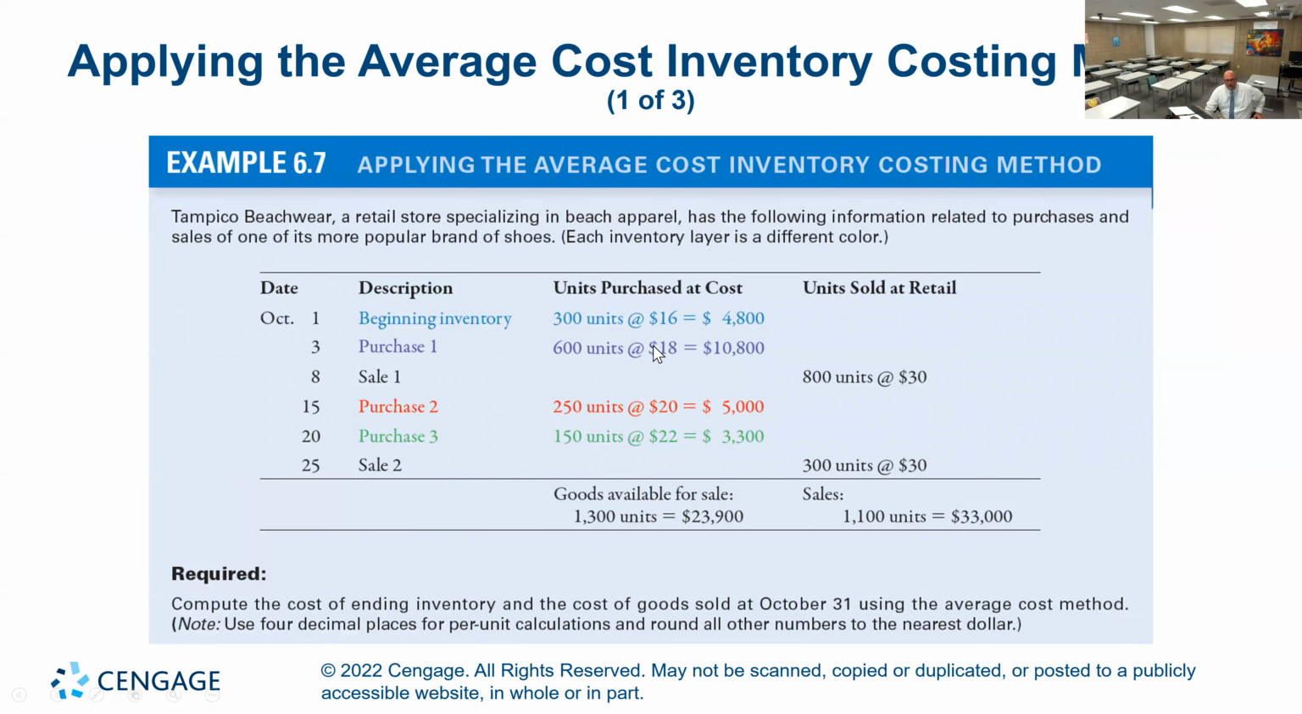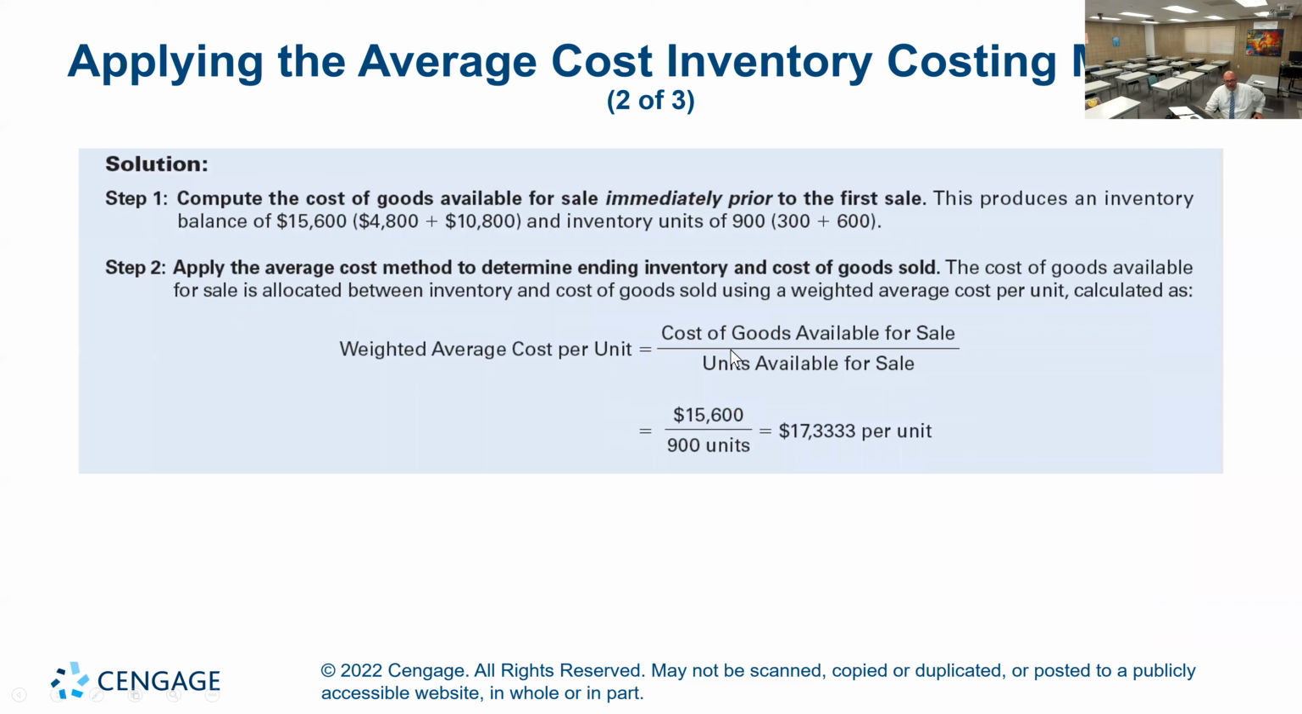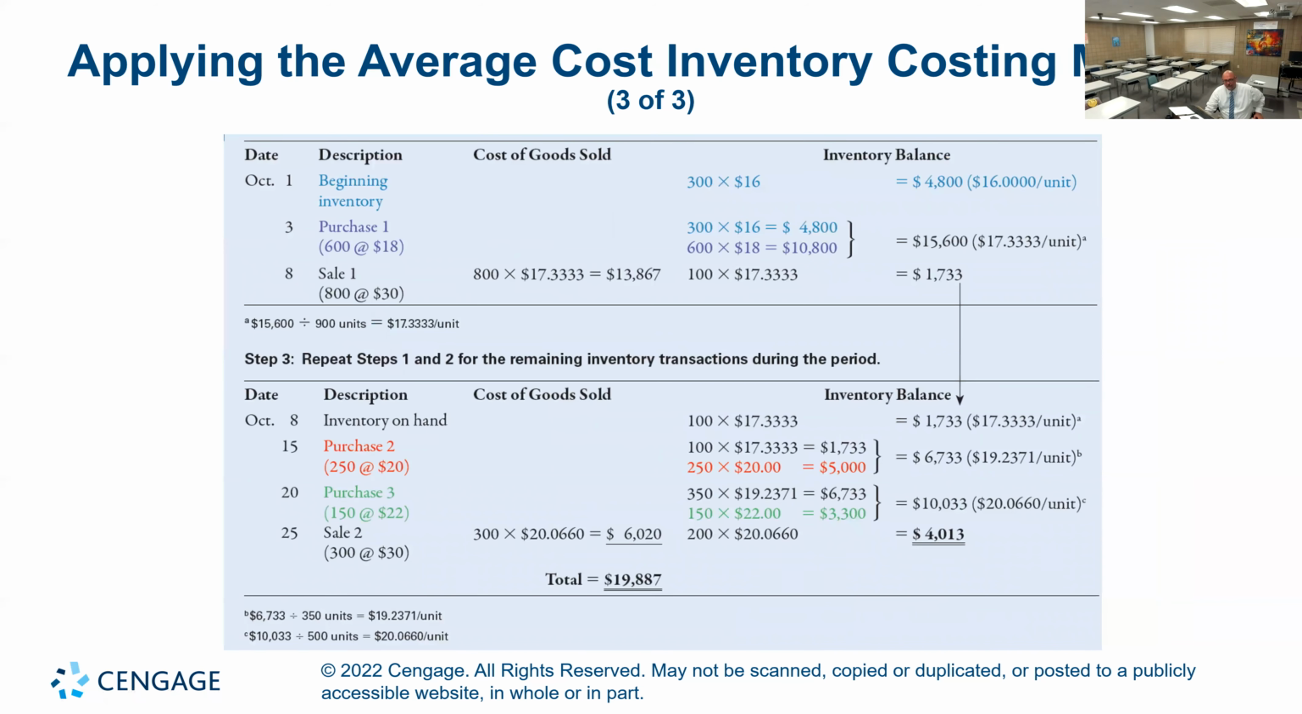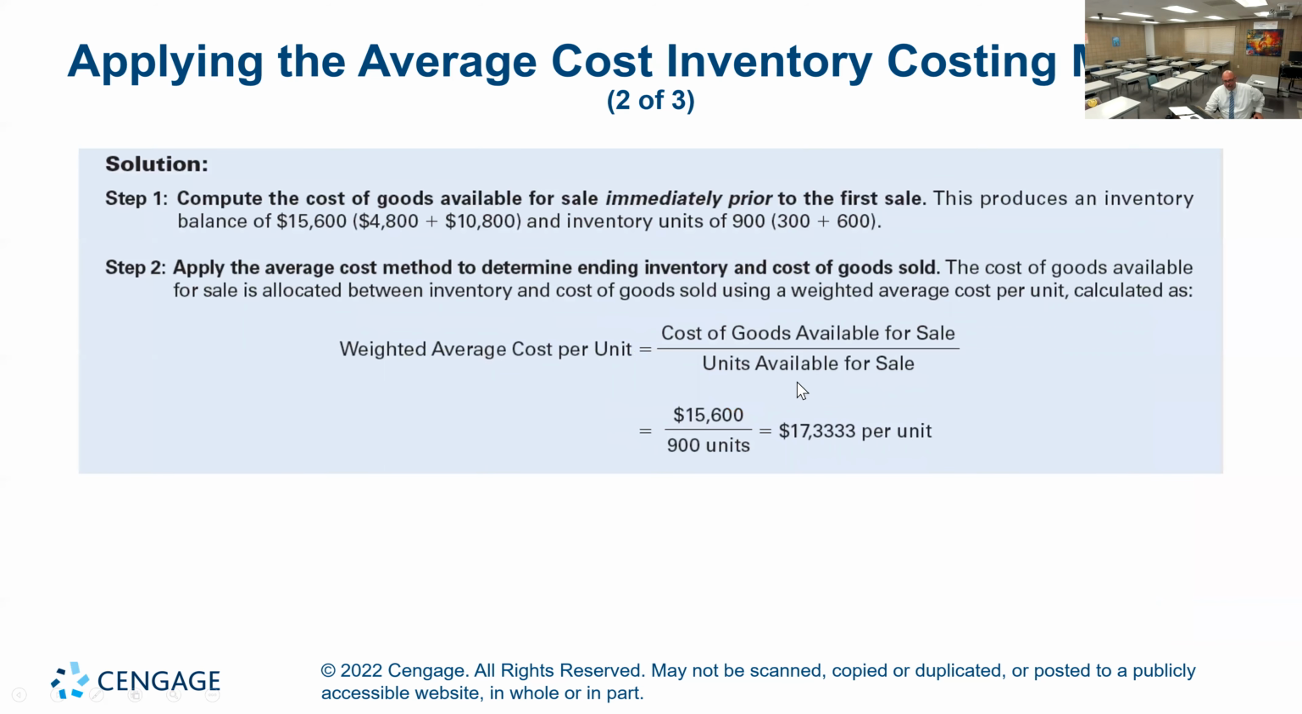So when we sell these 800 units, they're coming out of what we have first. So first we need to find out the average cost of those. You take the 10,800 plus the 4,800 to get a balance of 15,600, and there were 900 units, so you divide that out. I think they got a decimal point in there wrong. Yeah, it's a comma, but it should be a decimal point. It's $17.33 per unit. That's what each one costs.